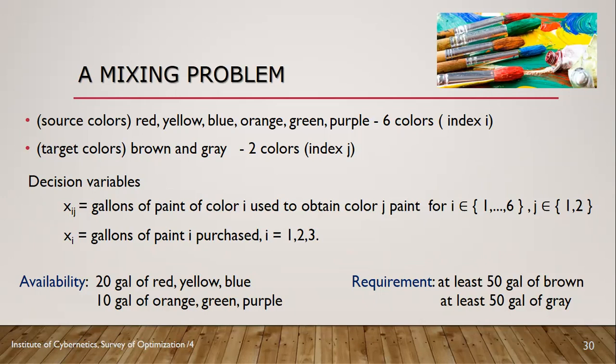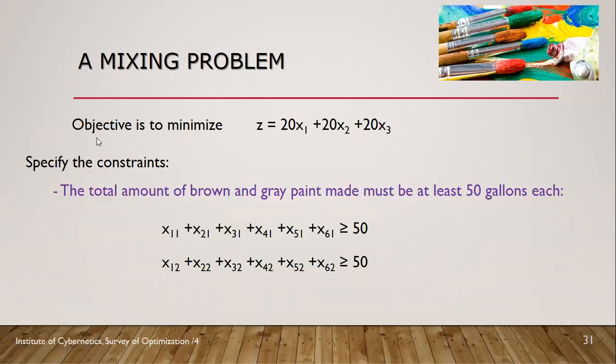Now let's go on with the objective. Our objective is to minimize the costs for Mr. Joe. So $20 per gallon purchased. X sub 1 refers to the red color, then again $20 is the purchasing price for yellow, and this is for blue: 20 x sub 1 plus 20 x sub 2 plus 20 x sub 3.